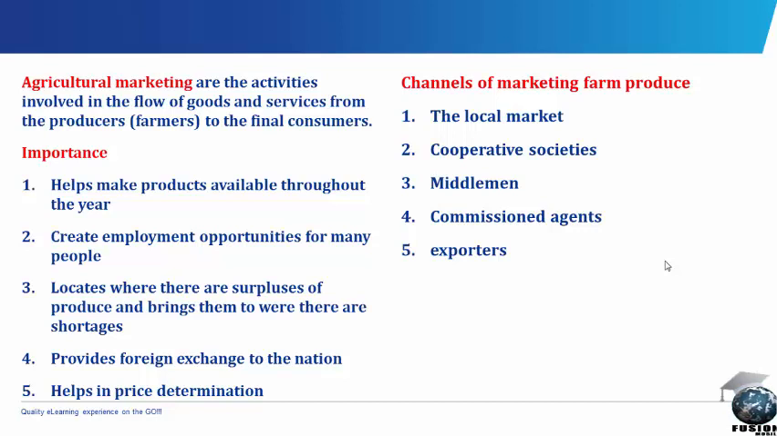Commissioned agents are agents that buy goods or produce from peasant farmers and sell to marketing boards or exporters. Exporters buy produce from the commissioned agents or big-time farmers and export the produce to overseas buyers or consumers.